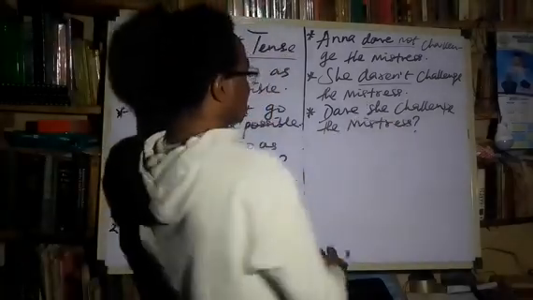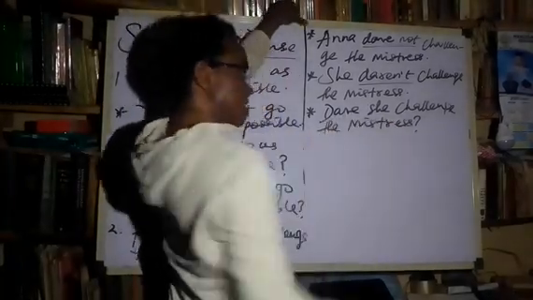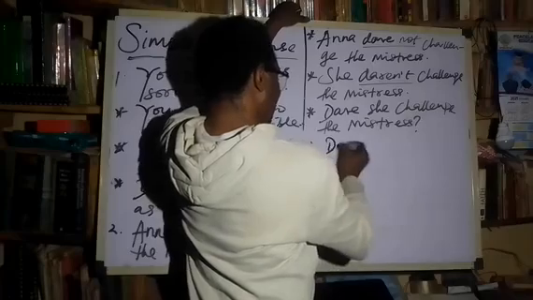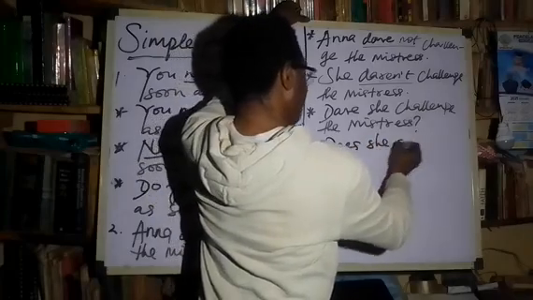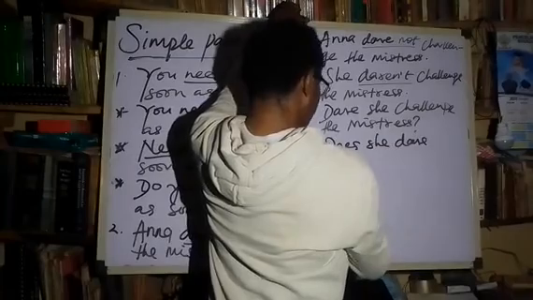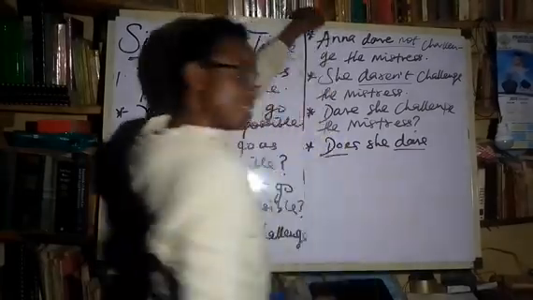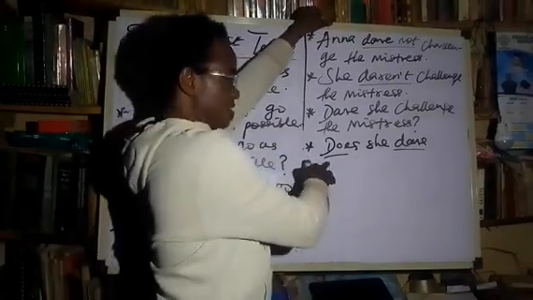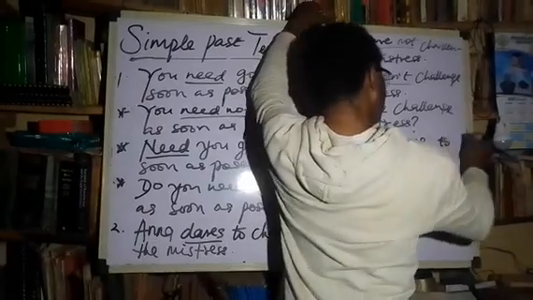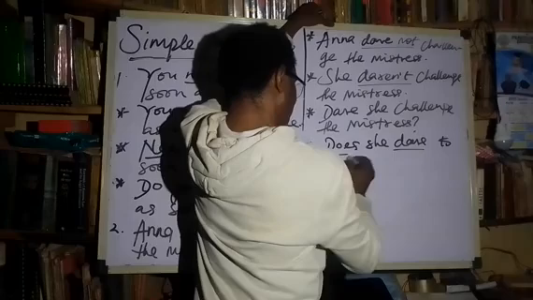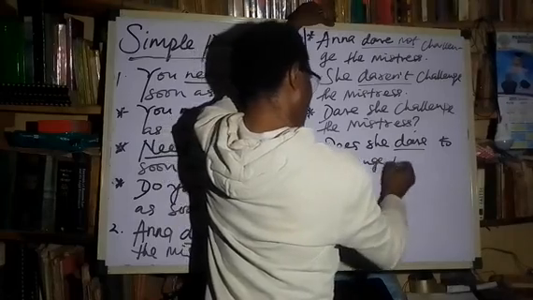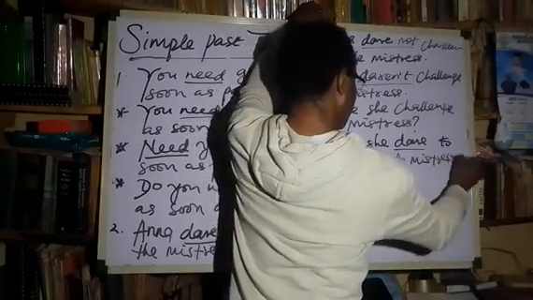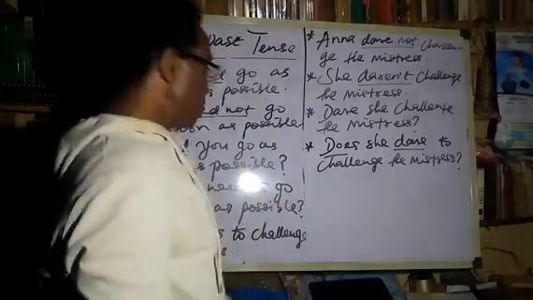So the question does she challenge the mistress can also be written as does she dare? In this example, dare is a lexical verb, so it requires the auxiliary does. Does she dare to challenge the mistress?